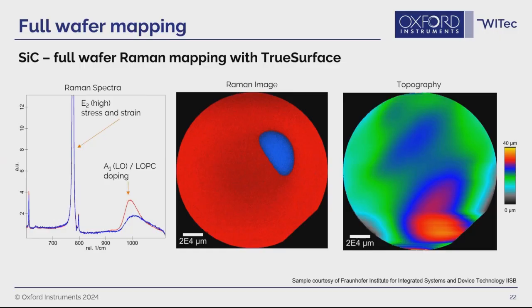This is very beneficial for the customer as you get the topography map, quote unquote, for free. With this information, you can calculate the bow and the warpage of the wafer.